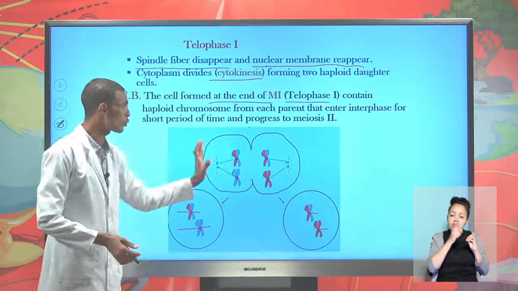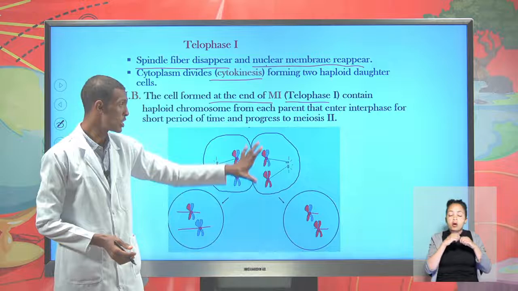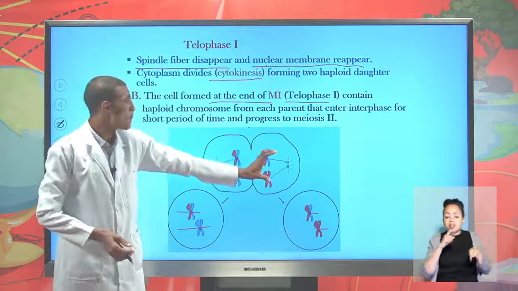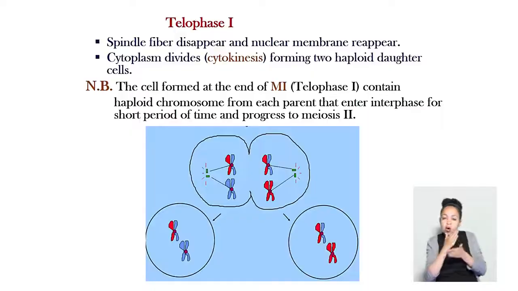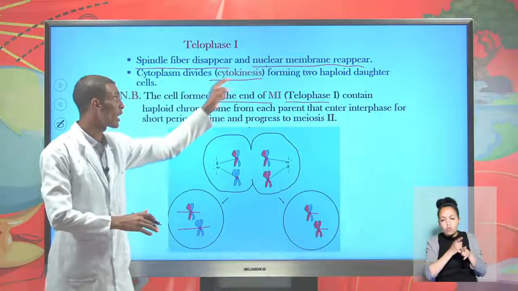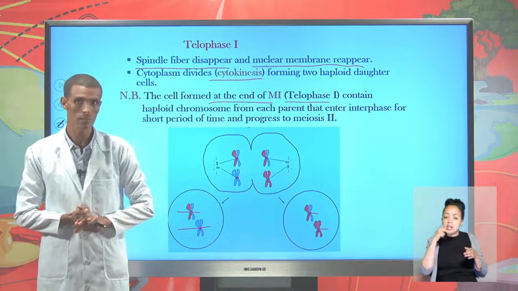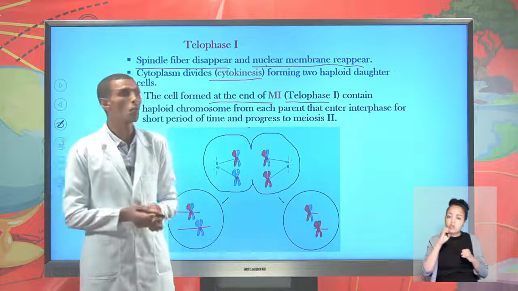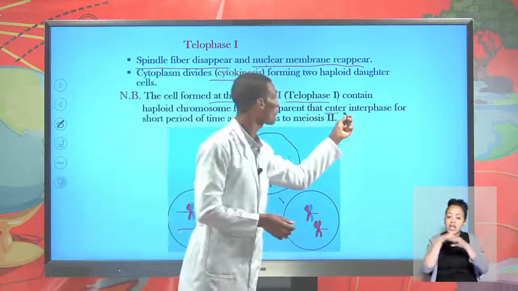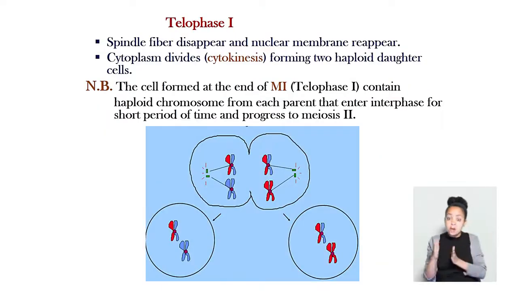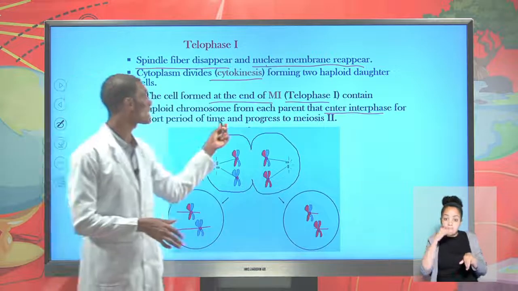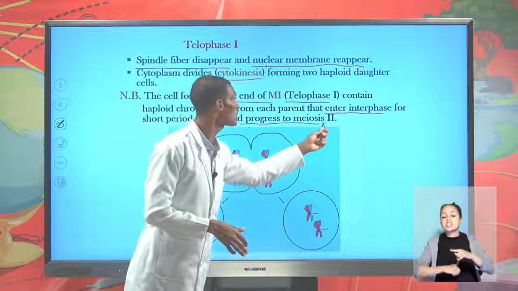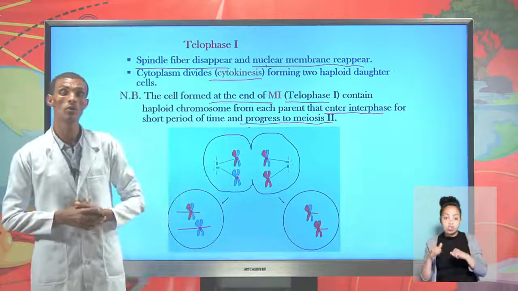The cells that are segregated to opposite poles by the spindle fibers during anaphase I come to have their own cytoplasm and nucleus as the result of cytokinesis and karyokinesis. The daughter cells formed at the end of telophase I enter interphase, the preparatory phase for the next division, for a short period of time and progress to the next successive cell division of meiosis, called meiosis II.